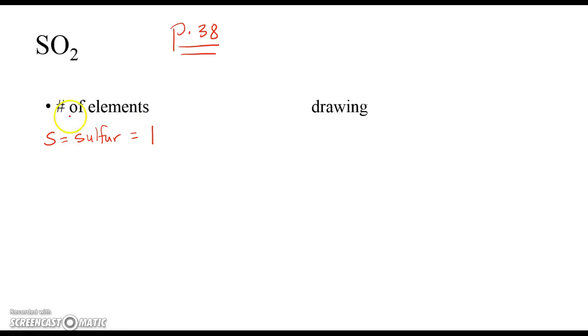Meaning one atom. Over here I have O. If I look at my table on page 38, O represents oxygen. And oxygen has the describing number 2 underneath. That tells me I have two oxygens in my substance.